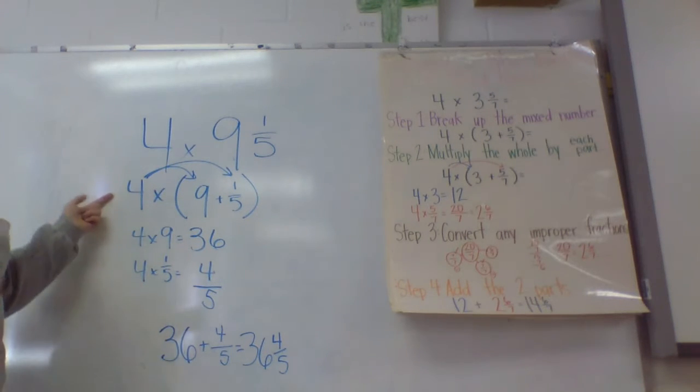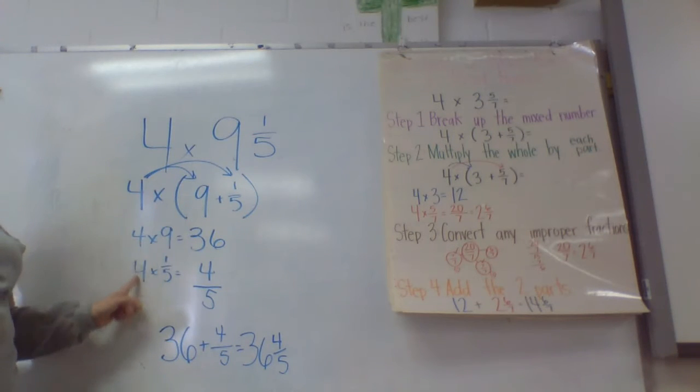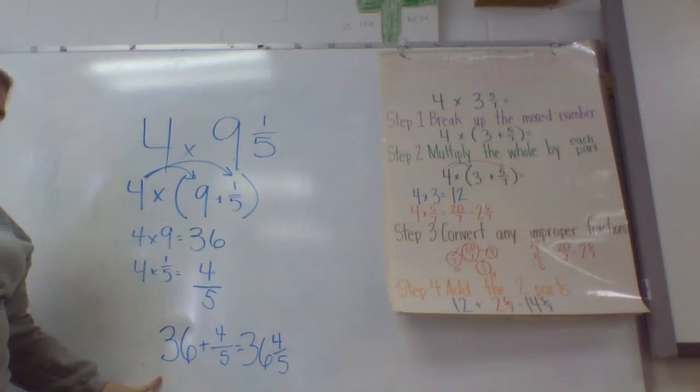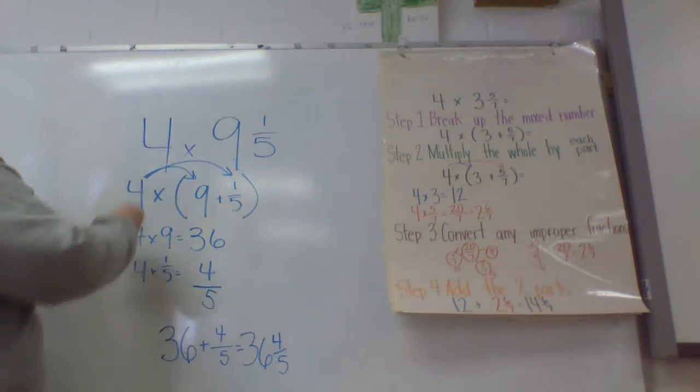So we broke them up. We broke up the mixed number. We multiplied our whole number to each part. Once we made sure that our fraction was proper, then we added our pieces together.